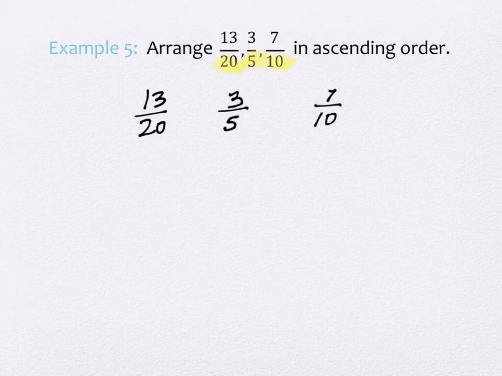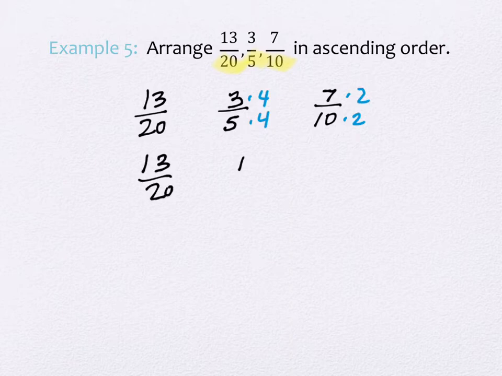20. So one of them is already 20, so that's friendly. I can turn 5 into 20 by multiplying by 4. And I can turn the 10 into 20 by multiplying by 2. So if I do that, I have 13 over 20, 12 over 20, and 14 over 20.